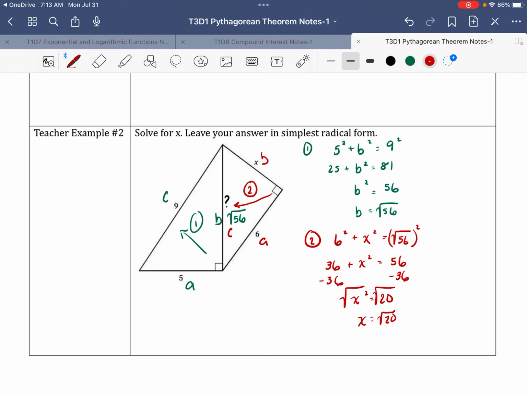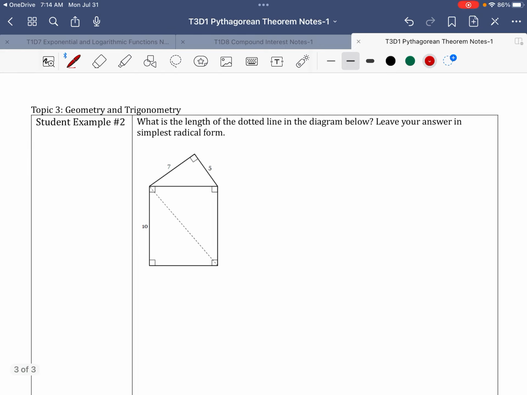Now, since X is what we're solving for, we do need to get the square root of 20 into its simplest radical form, right? If I think about its factors, this can be split up into the square root of 4 and the square root of 5. And I know the square root of 5 is a prime number, and the square root of 4 equals 2. So my final answer is 2 square root of 5. Go ahead and try student example number 2 on your own.